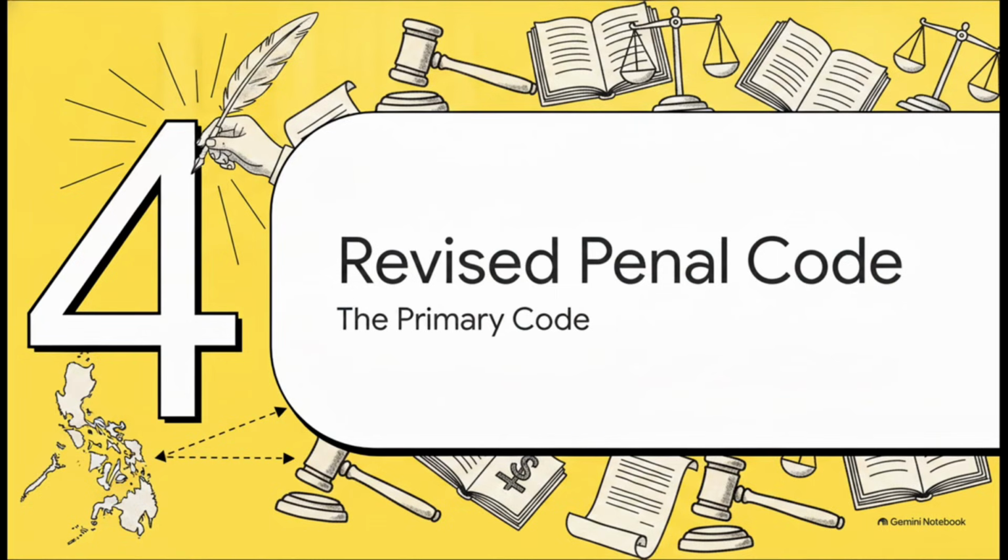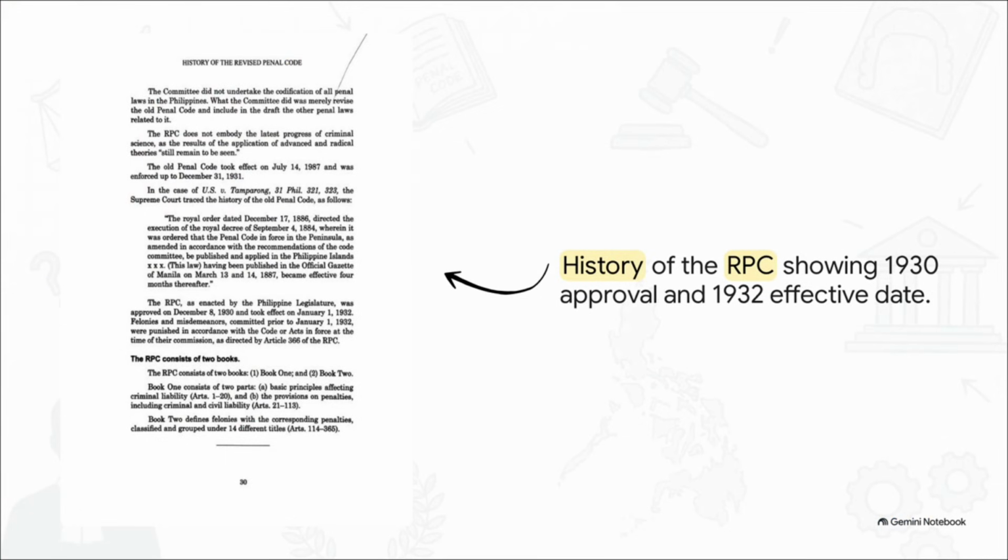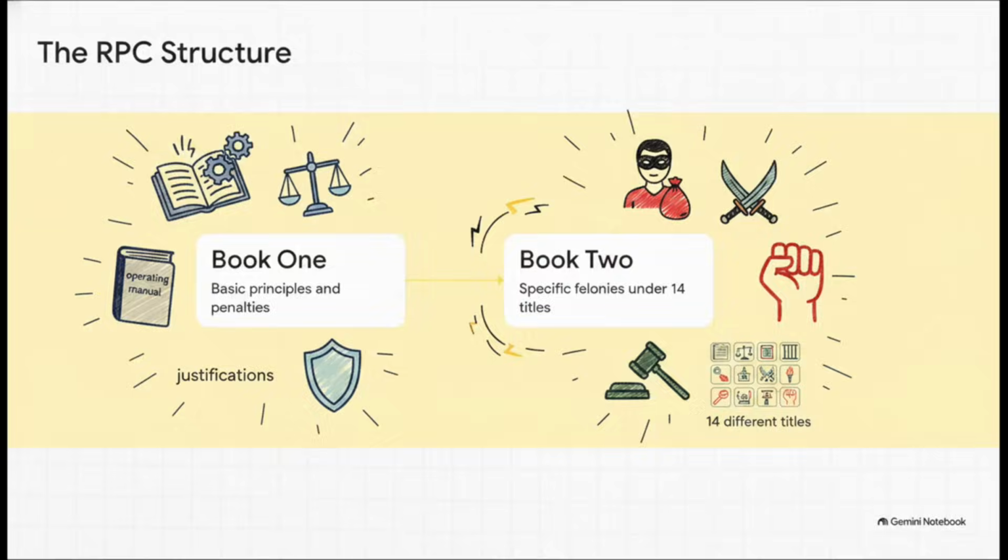We're going to look at the absolute biggest source of these laws. Approved way back in December 1930 and taking effect on January 1, 1932, the RPC is literally the bedrock of Philippine criminal justice. But, fun fact, they didn't just invent a whole new system from scratch. The drafting committee actually just revised the old Spanish Penal Code, which had been running things in the Philippines since 1887. Structure-wise, the RPC is elegantly split into 2 main books.